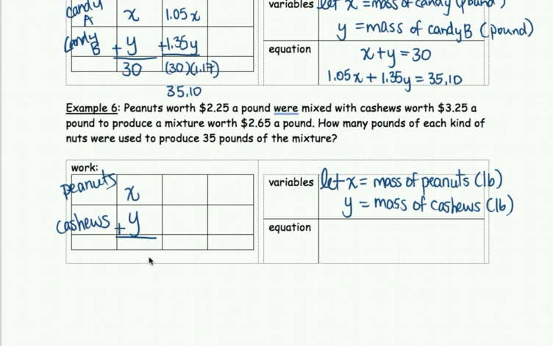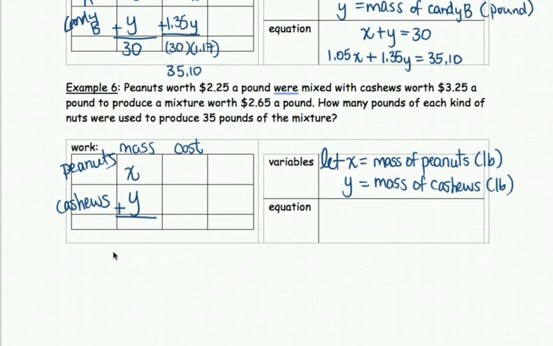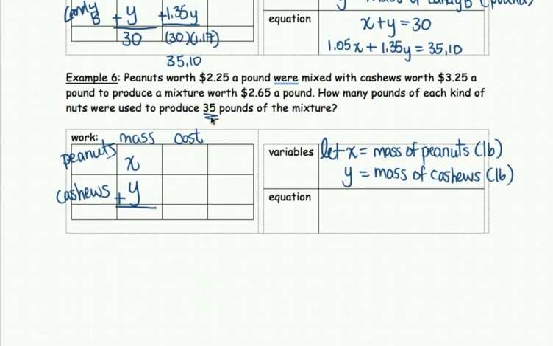And if you add those together, all right, so remember this is the mass that you're finding, and we're going to find the cost in a sec. So for now, the mass, we bought 35 pounds, okay? So x plus y is 35. All right, so for the cost, let's figure that out. For peanuts, we have to pay $2.25 for every pound that we buy. So we're going to go 2.25 times x. And for the cashews, $3.25 for every pound of cashews that we buy.